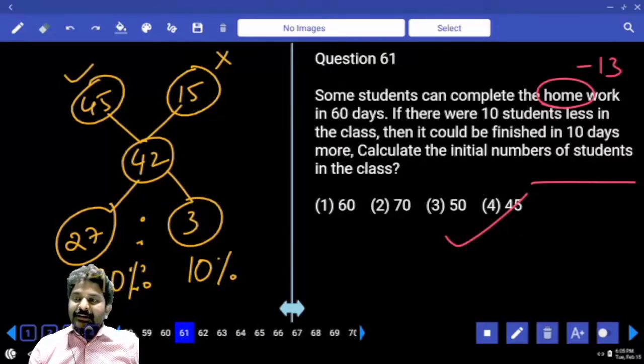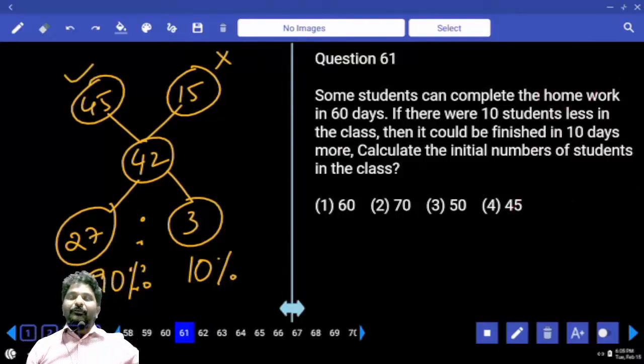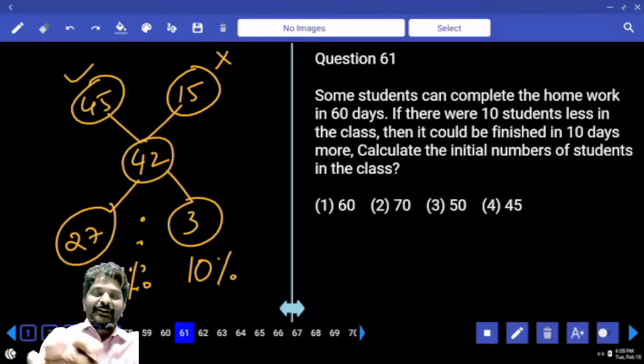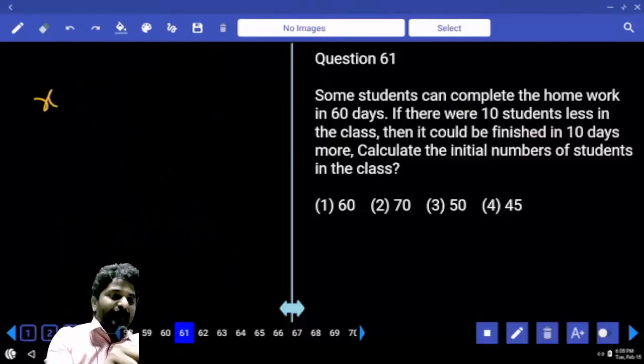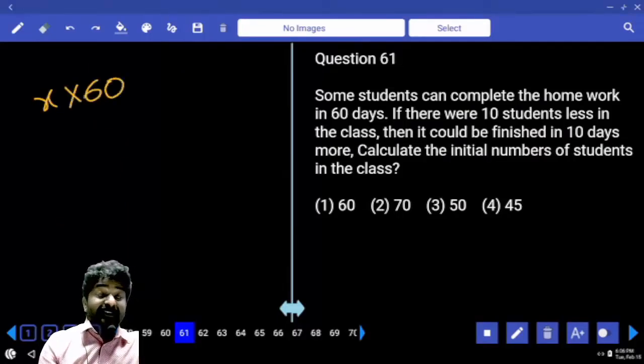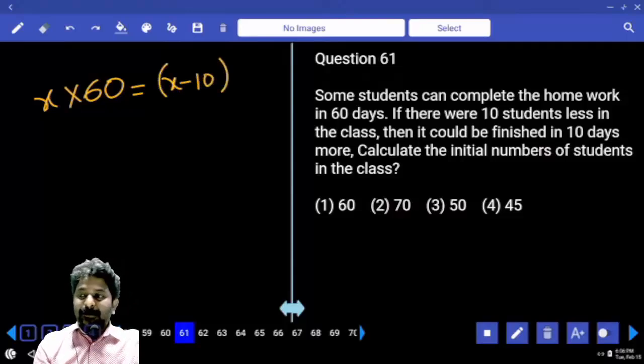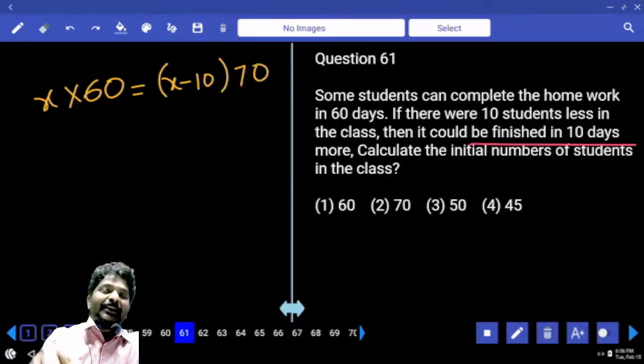Next. Some students can complete the homework in 60 days. If there were 10 students less in the class, then it could be finished in 10 days more. Calculate the initial number of students in the class. Okay, initially there are X people. Now X people can finish the work in 60 days. Had there been 10 people less, that means working with X minus 10 people, it could be finished in 10 more days. That means 70 days only.